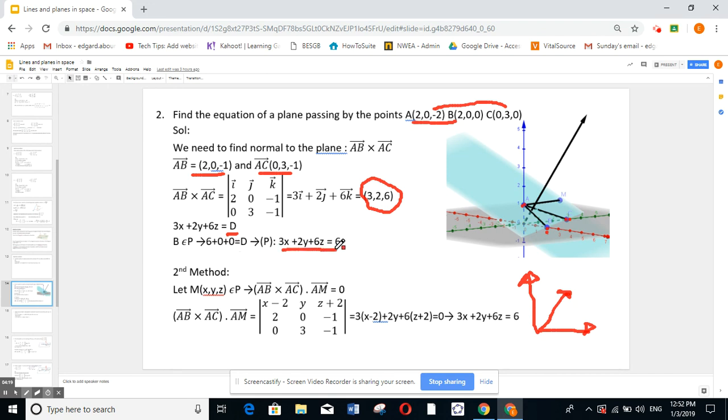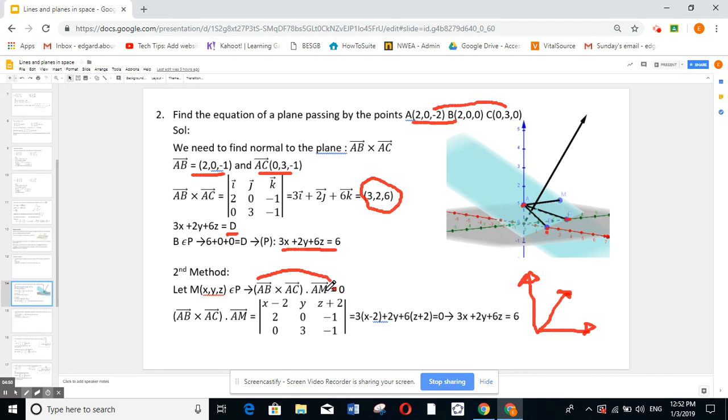There is another way we can find it, method 2. It's up to you to decide which method. If you do AB cross AC, you're going to get the normal. If M is any point on the plane, you know that AB cross AC is perpendicular, and since this normal is perpendicular to the whole plane, the scalar product with AM will be 0, because as we said, let M be any point on that plane. So the box product that we talked about in the previous videos will be 0.